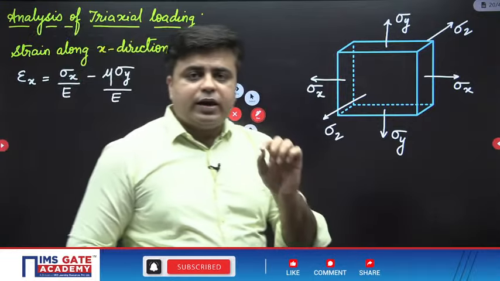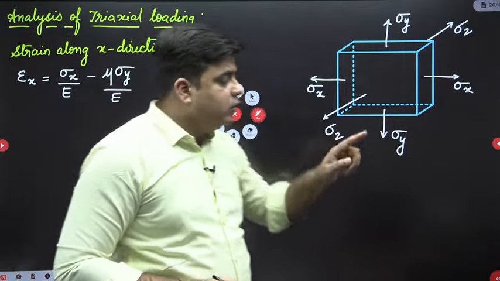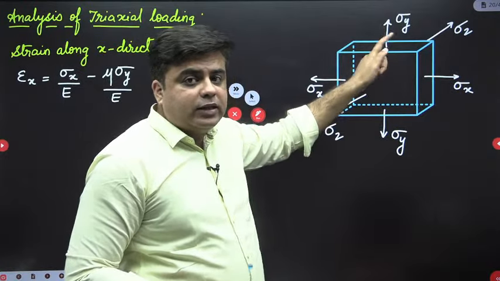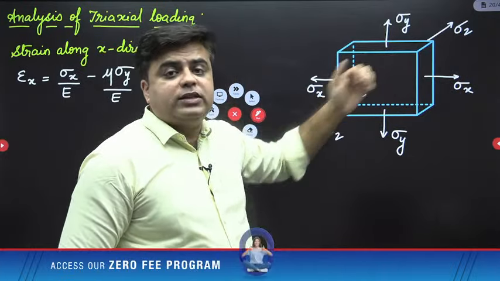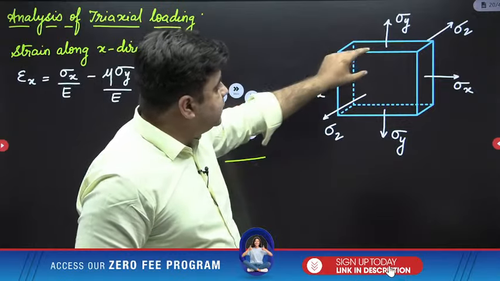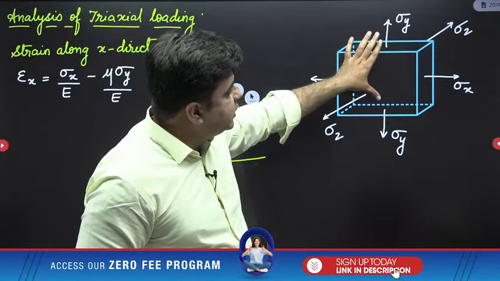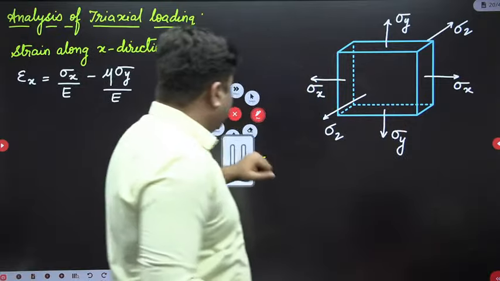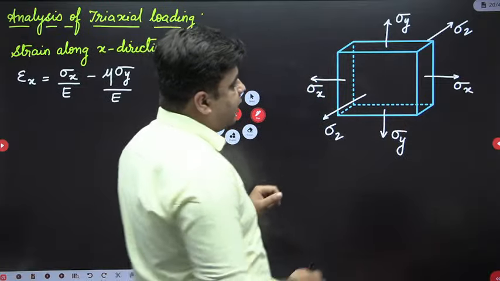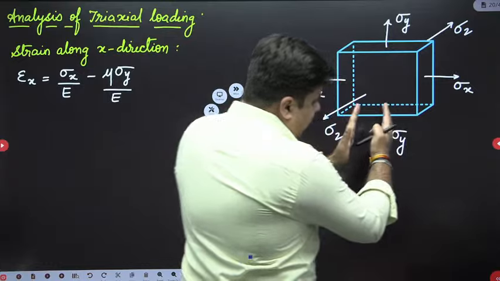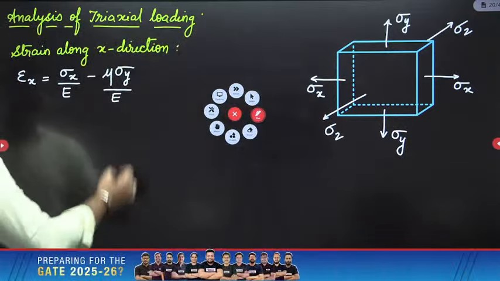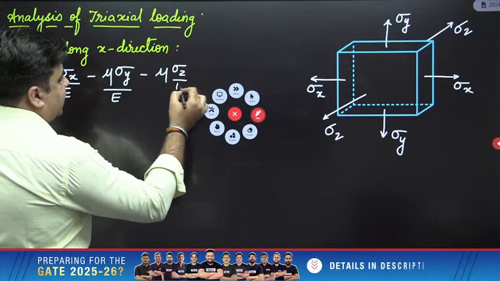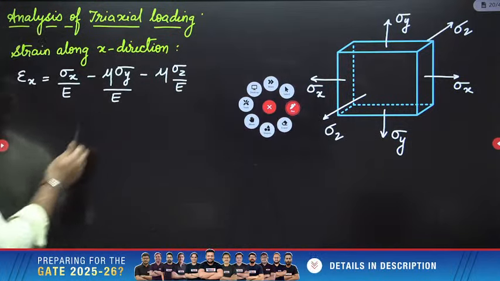First, if you are writing strain along X direction, you have to write down strain due to sigma X. Then you have to consider the other two stresses for their Poisson's effect. If sigma Y is acting in the Y direction, it will try to contract the member along X direction. Similarly, the stress sigma Z will also try to contract the member along X direction. So minus Poisson's effect of sigma Z, minus mu times of sigma Z by E. So this is strain along X direction.